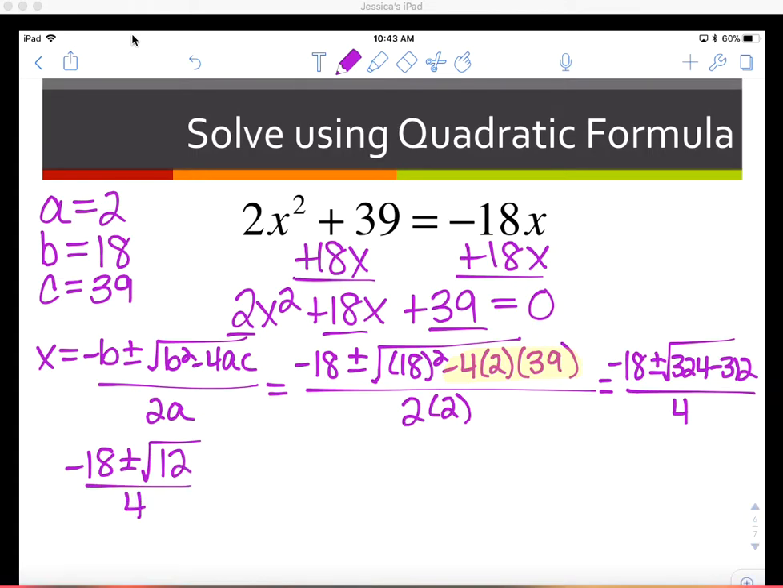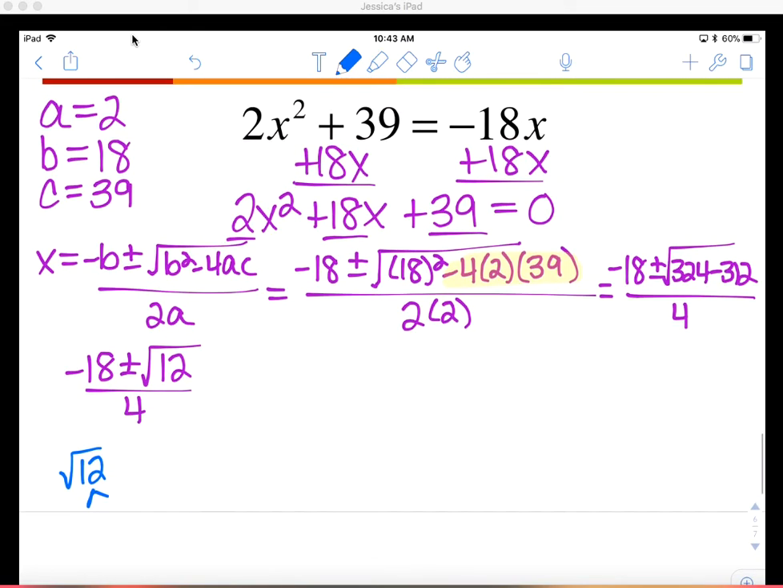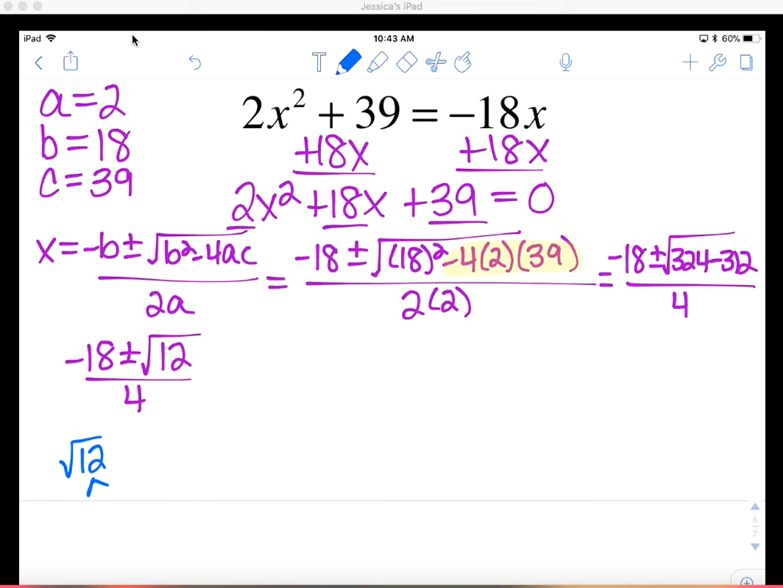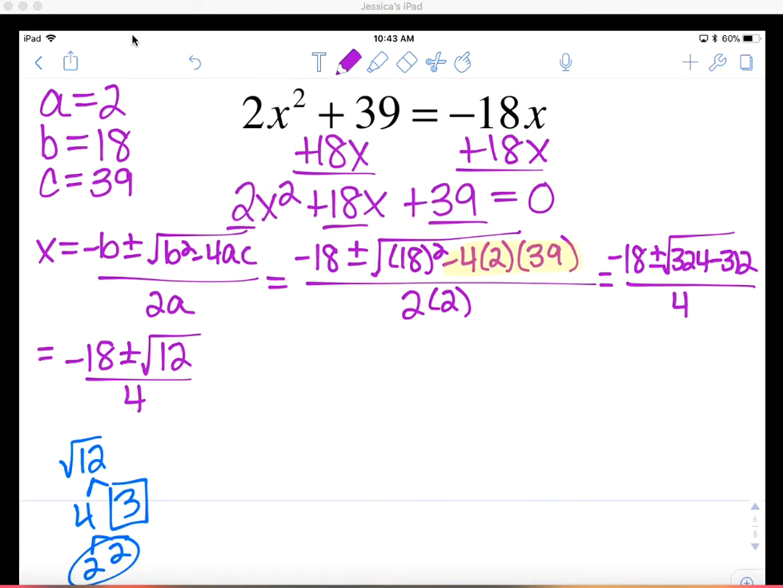And then pay close attention to the end of this problem. 12 is not a perfect square, so I can't take the square root of 12. In this case, you have to simplify the square root of 12 using what we know about simplifying radicals. If you need to rewatch that video, you totally can. To break down 12, I can use 4 and 3, and 4 breaks down to 2 and 2. So I have a pair of 2's with the 3 left over. You always want to simplify your square roots whenever you can. So this becomes negative 18 plus or minus 2 square root 3 all over 4. Remember, pairs come out.